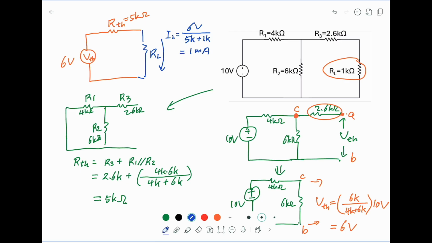The voltage across the load resistor VL we can either use Ohm's law or we can use potential divider formula. So this is 6 volt. Remember, this is the 6 volt of the Thevenin voltage now. And this is 5K plus 1K, 1K. And this is equal to 1 volt.